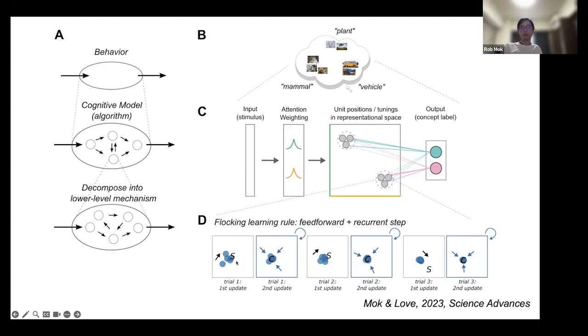On each trial, you might see a cat, and these units learn by making their tuning more like that particular cat. But they also have this recurrent step, which is that only the top N neurons will move toward each other. That makes it tighter. It learns in a more stable way, and can produce very strongly tuned neurons.